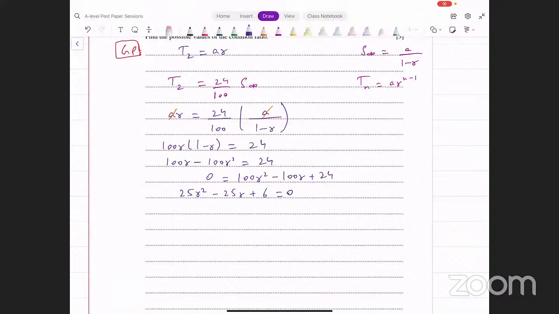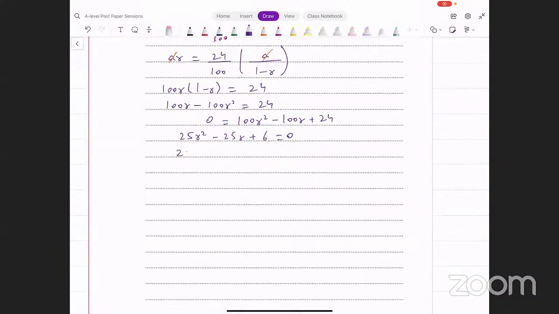Now you can see whether factorization is possible. 25 into 6, 150. 150 के लिए हम क्या use कर सकते हैं? 15 and 10. Yeah, so 15 and 10 works. So we can factorize this. 25R square. Remember ये paper 1 है, इसमें working show करनी जरूरी होती है. इसको इस तरह लिख सकते हैं 25R square minus 10R minus 15R plus 6 equals 0. Otherwise आप quadratic formula में values input कर दें, उसके बाद calculator से value डाल दें. That's also okay. 5R common लिया, we get 5R minus 2.